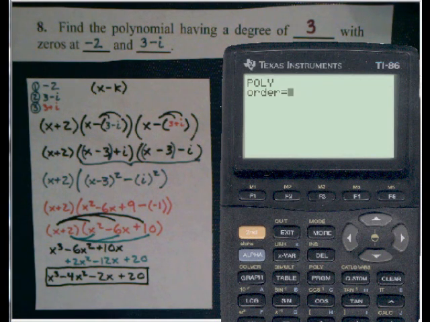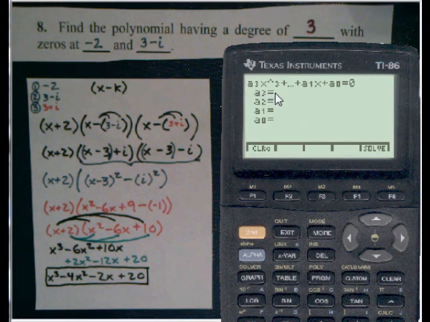And so what I'm going to do here is punch in the degree. My degree is 3, so it's of order 3. And now it wants the coefficients for each of the terms. So in this case, I found it was 1x cubed minus 4x squared minus 2x plus 20. And just so you know, I haven't actually checked this up to this point, so I have no guarantee that this is actually correct. So I'm hoping it will be.